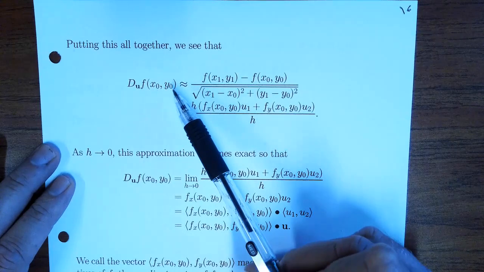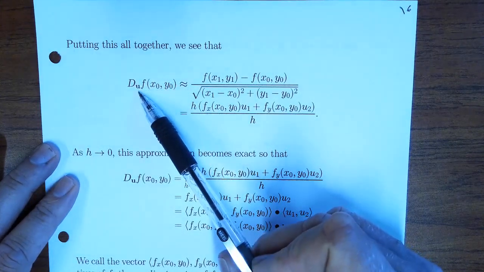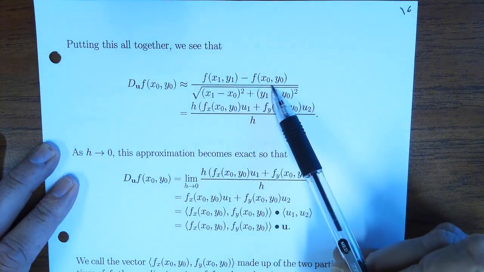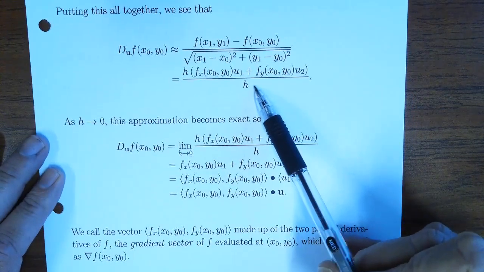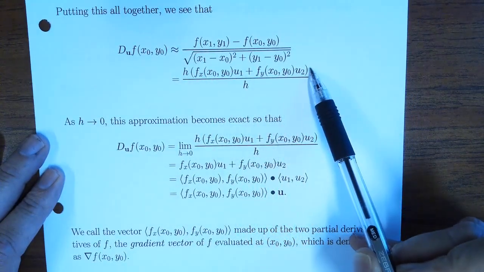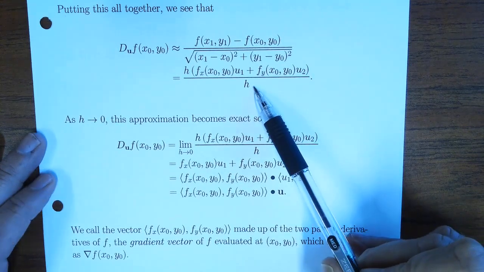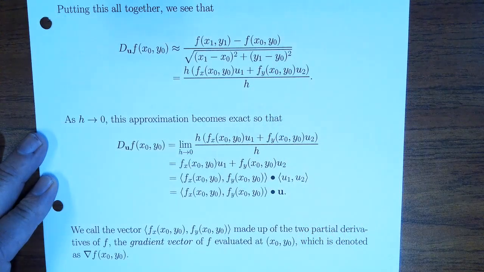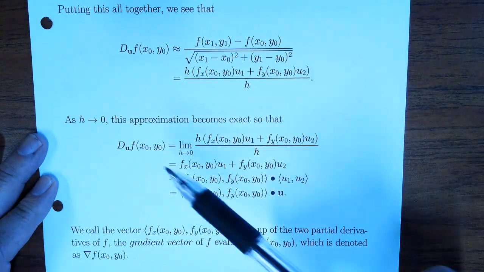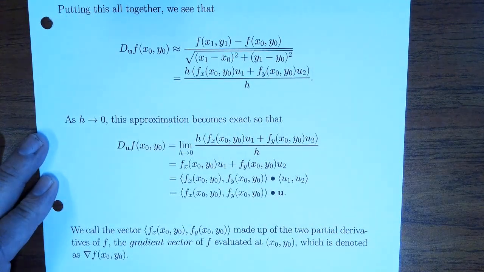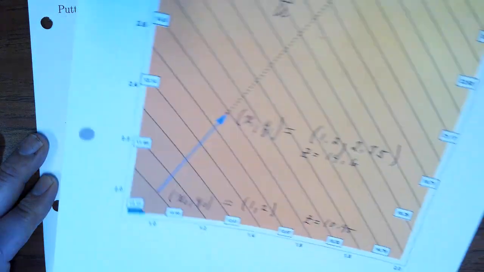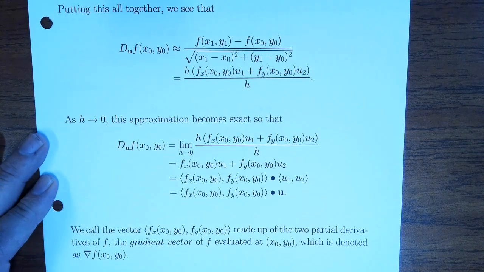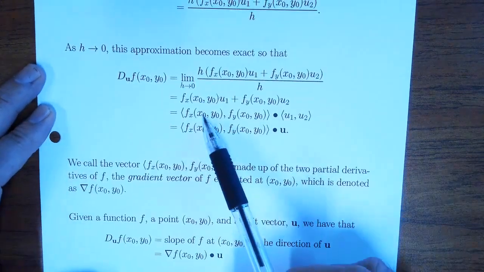So the directional derivative, the slope of f in the direction of u at x0, y0, is approximately the change in z over the change in distance. The numerator from the previous page is this, and the denominator is that, just h. We want to know what happens as h gets closer and closer to 0. In other words, the separation distance between the 2 points that I'm using becomes smaller and smaller. So we're going to take the limit as h goes to 0.